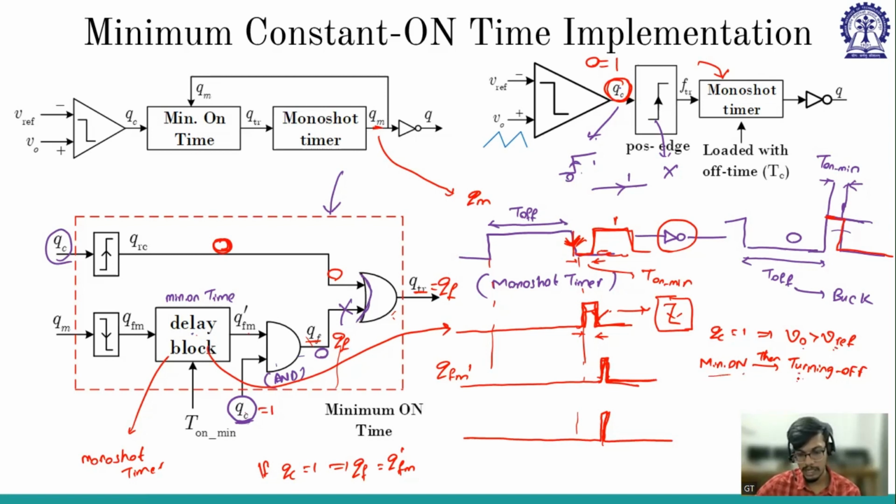Minimum on time, and then it will turn off for constant time. Then again it will check if V naught is greater than V reference, then again minimum on time, and then it will be turned off. So until and unless V naught is less than V reference, this minimum on time block will be working.